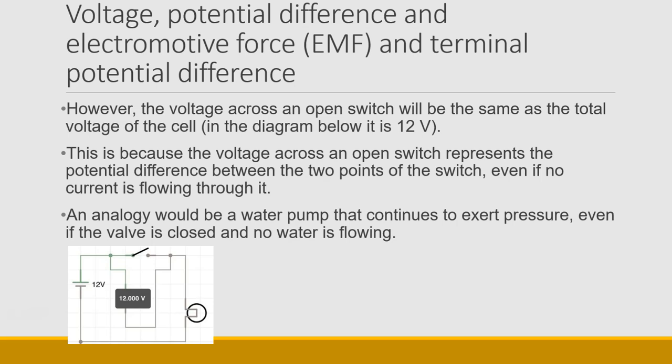And that difference in pressure would be the value of the full pressure minus the zero pressure. It's the same idea here. We have one side of the switch that has the full pressure of the 12 volts and the other side of the switch that has zero pressure. So the potential difference between the two is 12 minus 0, which is 12 volts.